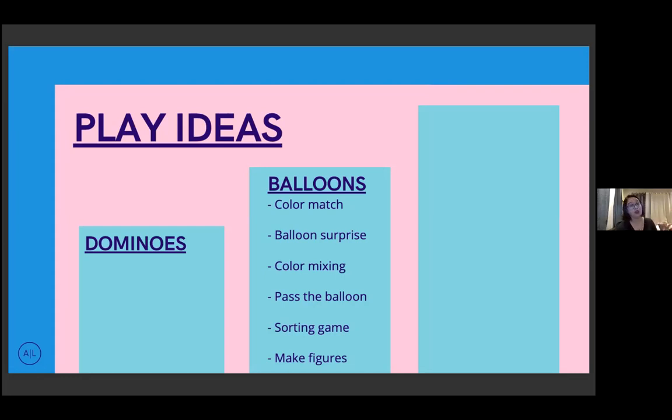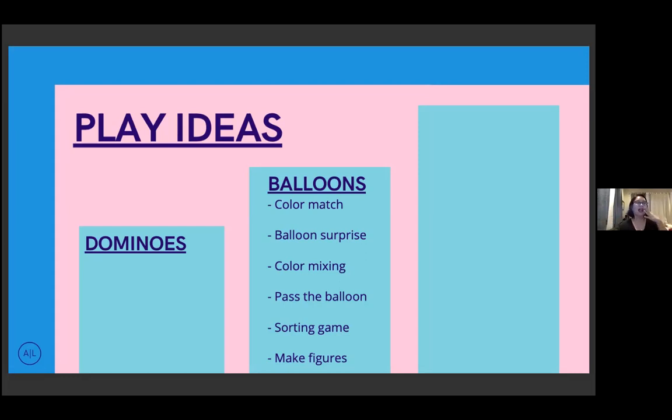You can do a balloon surprise. You can insert something inside the balloon and let your children guess, look, what does mommy have inside the balloon? Maybe you could guess. Maybe we could look through the balloon and see what's inside. Then we wait for the balloon to pop.